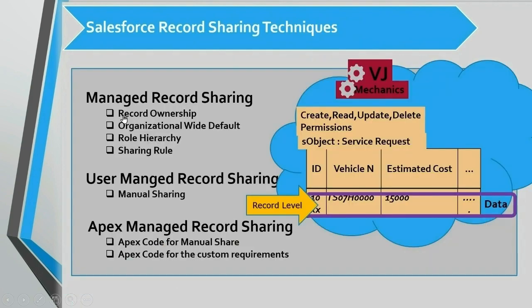In this session, we have covered record ownership, organization-wide default, role hierarchy, sharing rule. And now we know why all these four come under managed record sharing. For record ownership, Salesforce by default manages it. Organization-wide defaults, once we have done the setup, Salesforce manages the record sharing. Role hierarchy, once we have defined the roles, Salesforce manages the record sharing. Once we have configured the sharing rule, Salesforce automatically manages the record sharing as per the setup that we have done on the sharing rule.